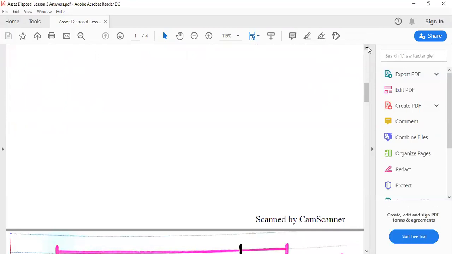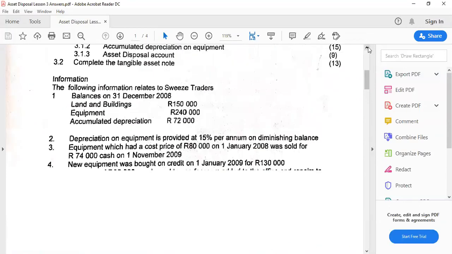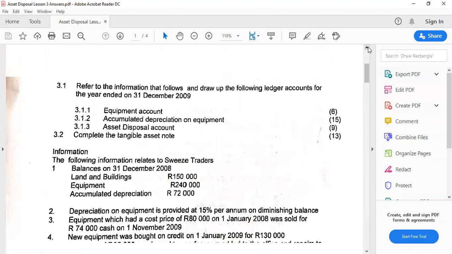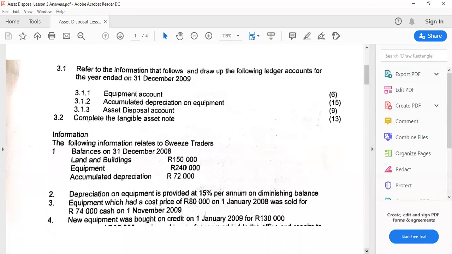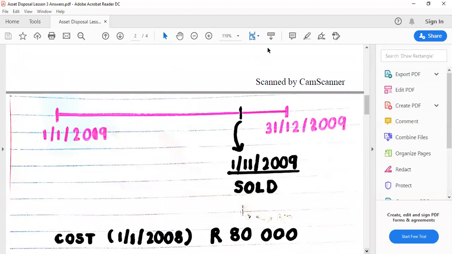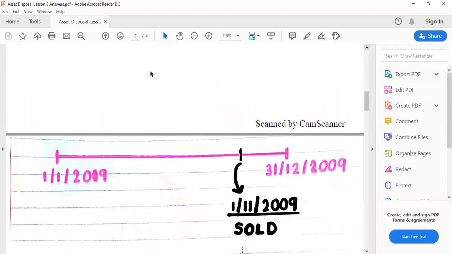Okay, sorry, I didn't show you guys the year end. So the year end that this relates to was for the 31st of December 2009. Okay, so if we're dealing with this as the year end, I've spoken about the timeline before. So the first step that I've done here is I've drawn the timeline. Okay, so you can see my timeline starts on the 1st of January 2009. It ends on the 31st of December 2009.